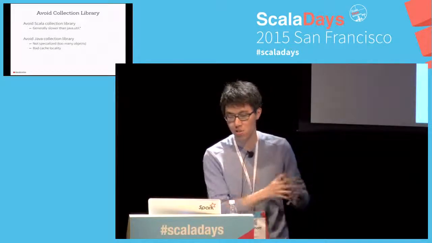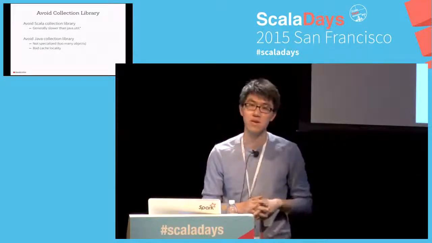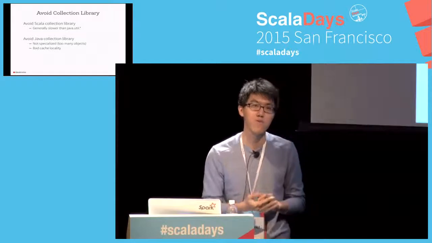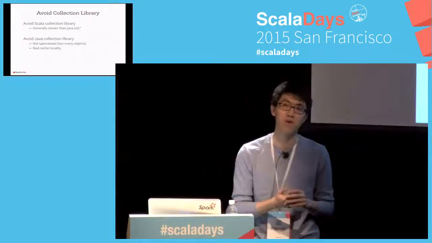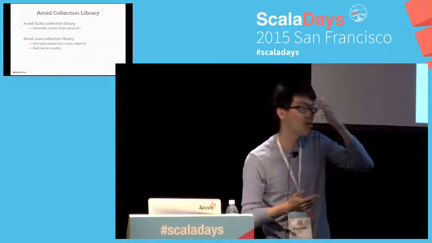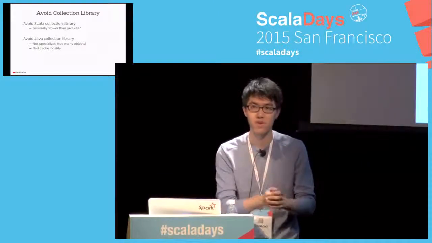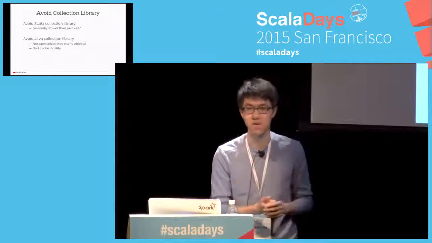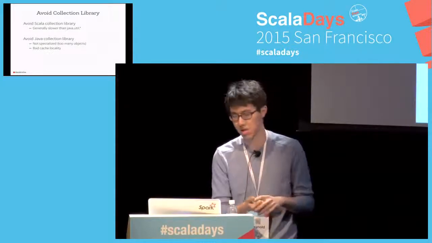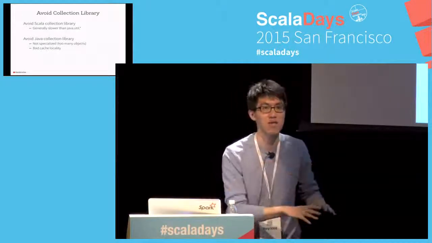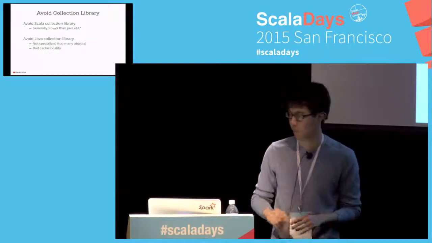But in general, the biggest problem with both of the libraries is they're not specialized. When you're writing high performance code, often you want to work with primitives. And if the library is not specialized, that means you have to box every primitive, which is prohibitively expensive and also very bad for GC. And then last but not least, very bad cache locality.